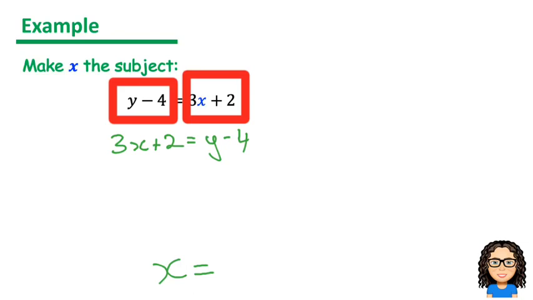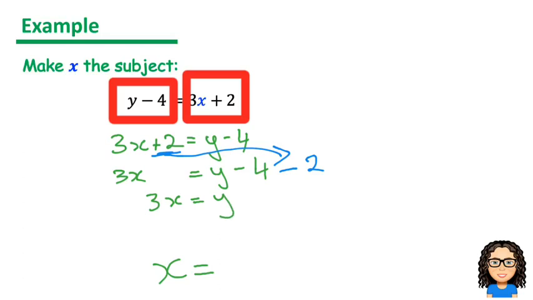the x by itself. So I want to get rid of the 2. So I need to take that value of 2 and move that to the other side. I'm going to leave the 3x where it is, leave the equals, leave the y take away 4. And now I'm just going to move that 2 across to the other side. As I move that, it becomes take away 2. So let's simplify that. 3x equals y. Now minus 4 take away 2 is going to give me minus 6.